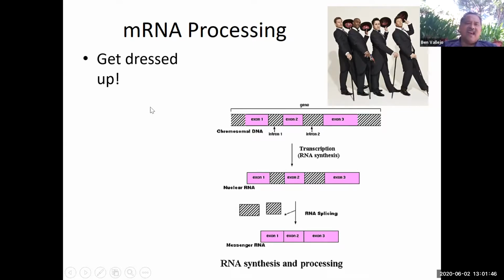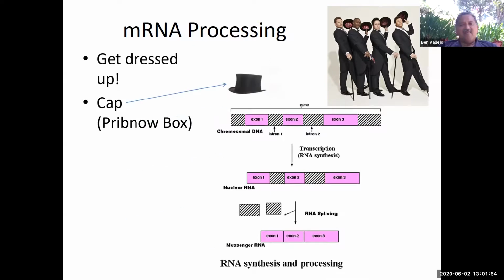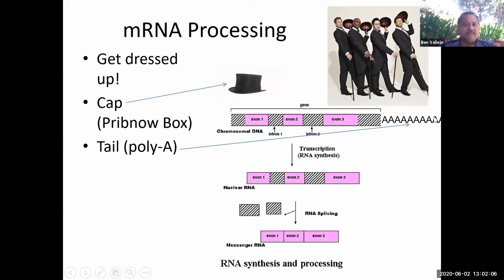Well, just like that, going to the prom, mRNA, as they leave the nucleus, they need to get one of those fancy caps. The cap is called the Pribnow box, and it's a 200 base pair sequence that sits in the very front over here. And then you got to get a tail on your tux, and this tail over here is made up of A's. You actually call this the poly A tail.